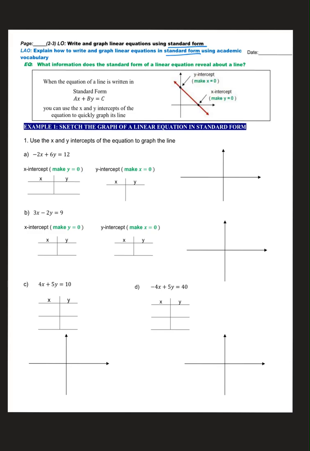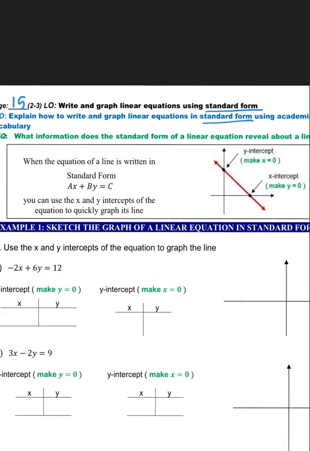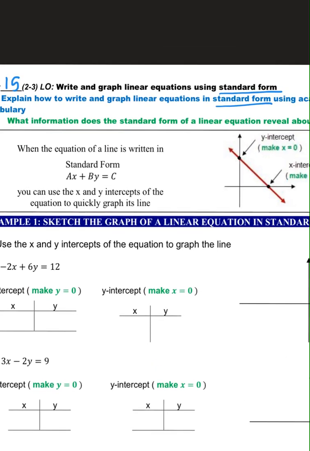This page of notes is going to go on page 15. It is 2-3. Let's first talk about standard form. So when we've talked about point-slope form, we've talked about slope-intercept form, and the final form that we're going to talk about is standard form, which is ax plus by equals c, where a, b, and c are just numbers. They're just integers. They're not fractions. They are whole numbers, okay?